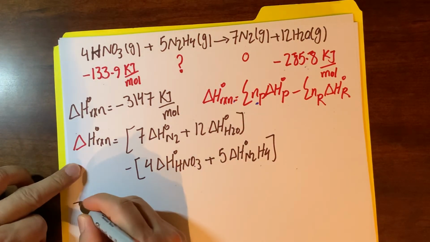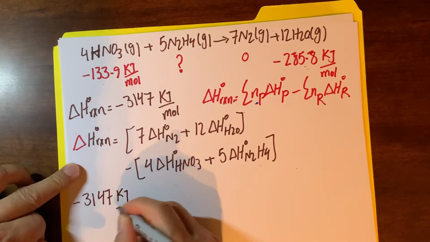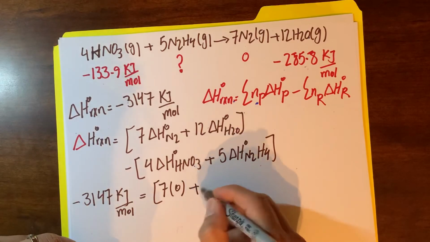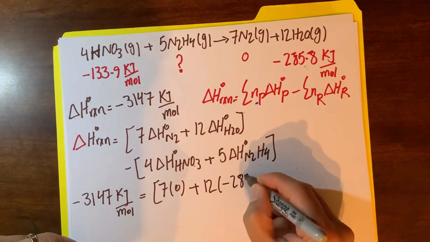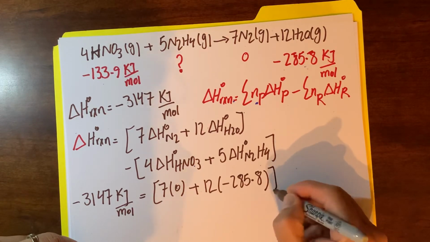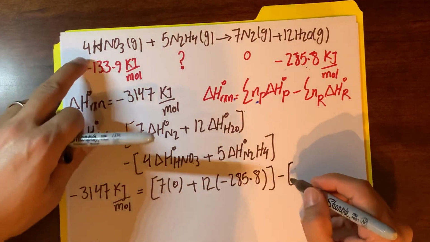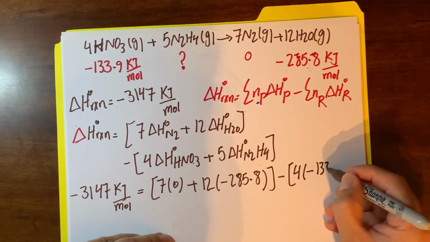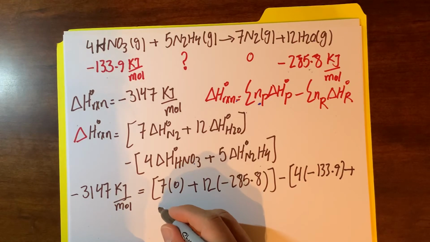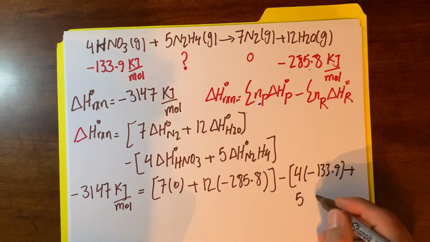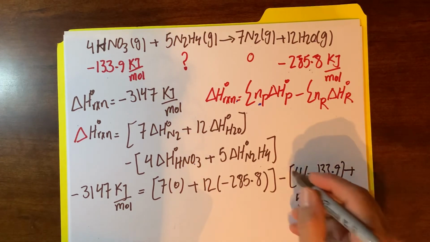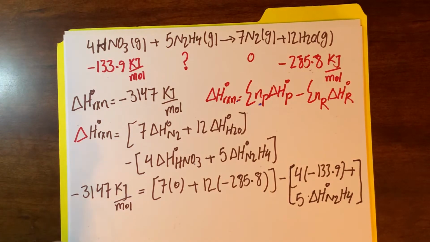Delta H of the reaction, we have it, minus 3147 kilojoule over mole, equal to, you have 7 multiplied 0 for N2 plus 12 multiply minus 285.8. Unit is kilojoule per mole, minus, we have 4 multiply minus 133.9, okay, plus 5 multiply delta H of N2H4, and we don't have it. And I will close it here.